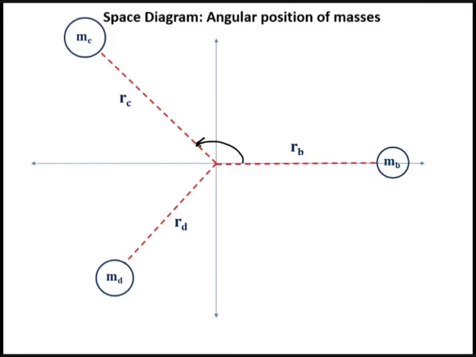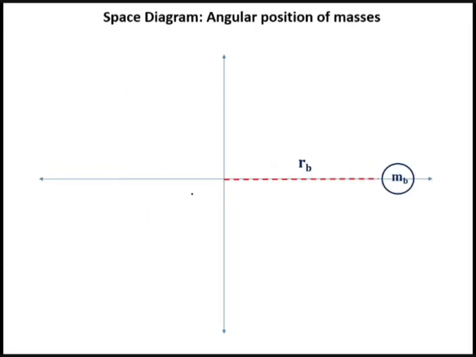This indicates theta C, which is equal to 120 degrees. So at theta C, locate MC, and then complete this diagram, theta D. At theta D, locate MD. So complete this diagram. Okay, and now what do you do? Now you draw the force diagram.